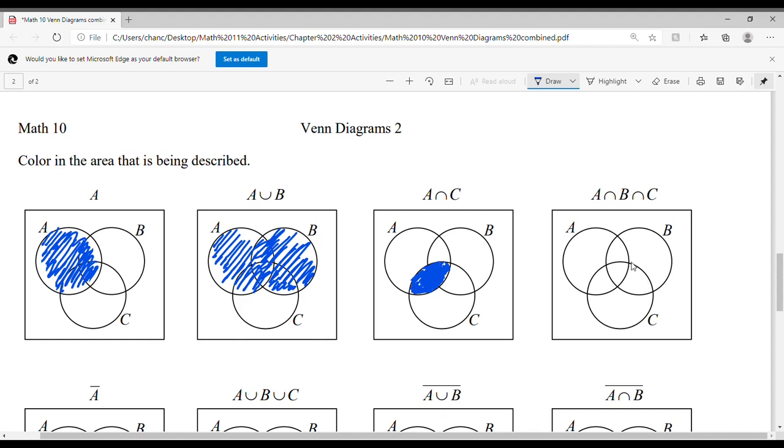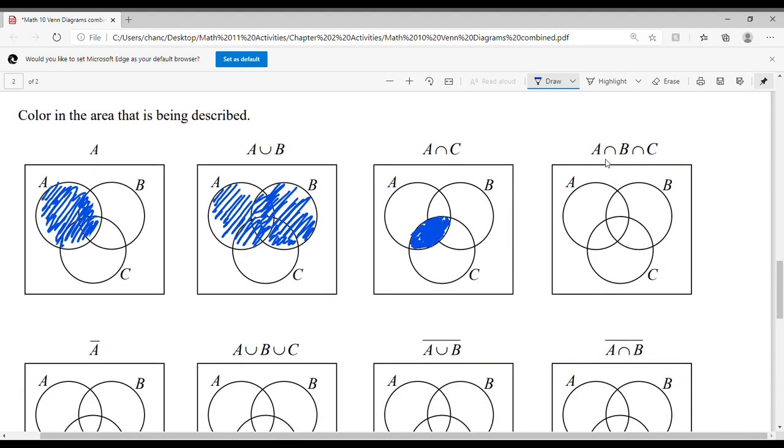In the fourth example, I want to find the intersection of A and B, but intersect that with C as well. This one's a little bit more difficult, but if you think about it carefully, I want to find the intersection between all three. The intersection between all three is this tiny little spot where they have just this tiny region in common. That's the intersection of all three.